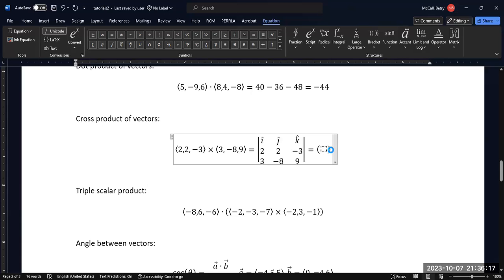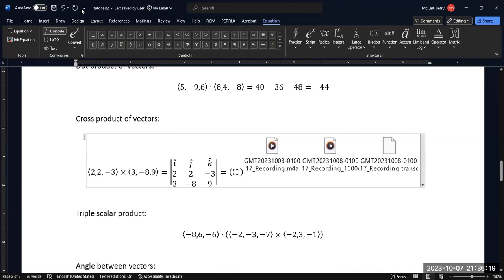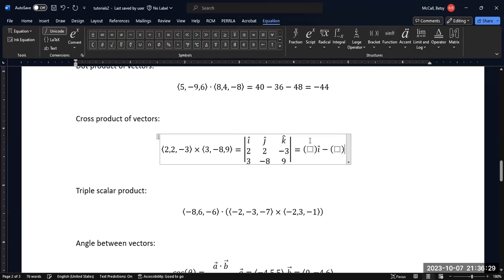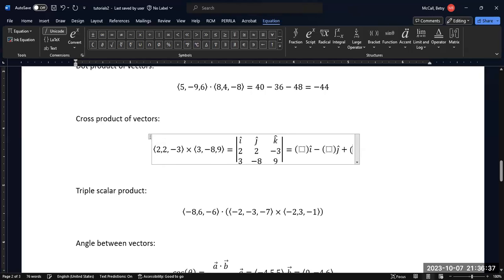from these sub cross products. That did not copy the way I wanted it to. There we go. Now, the thing to keep in mind about the cross product is that the J component takes a minus sign, but the I and K components take a plus sign.